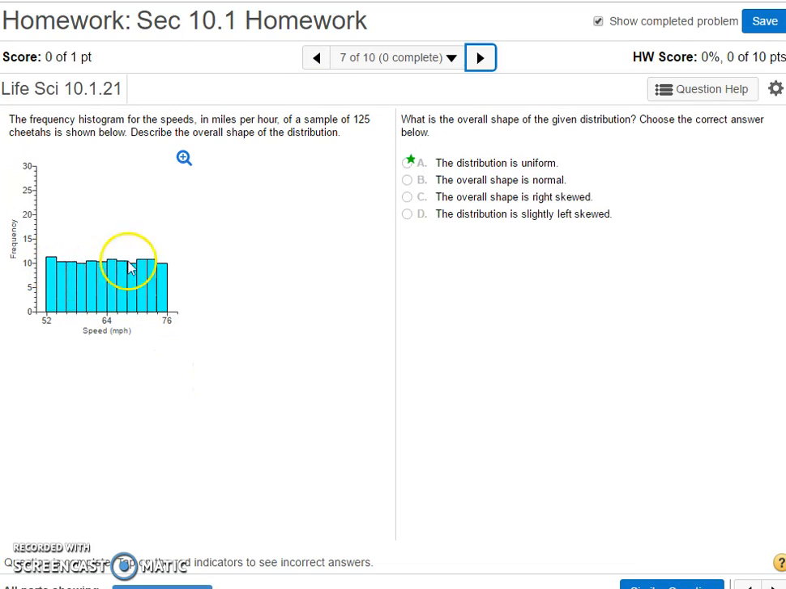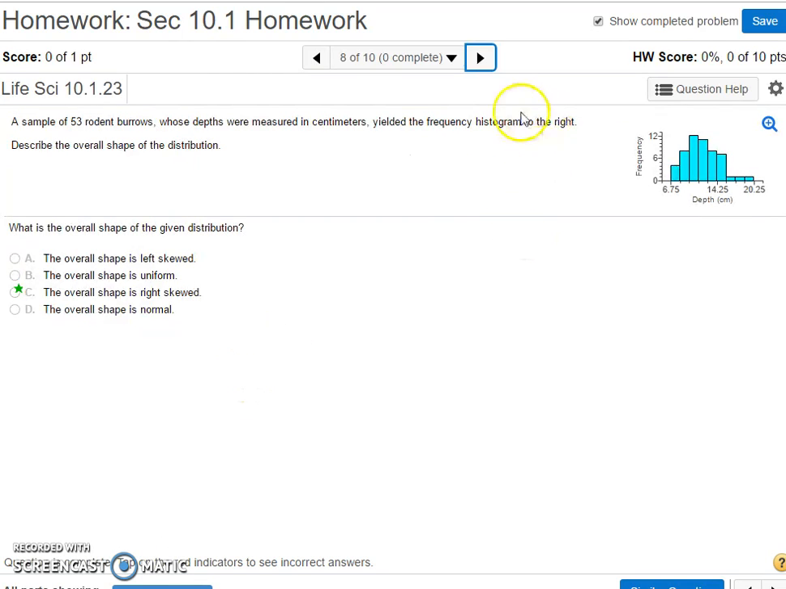When they ask you to figure out what kind of distribution the graph is, this is going to be a uniform distribution. It's uniform all the way throughout. It's like a straight line. A normal distribution would be if it was a bell curve. A bell curve looks like a bell, and it's going to be symmetric. If it's right skewed, that means the data would be smaller on the right. And then left skewed, the data is smaller on the left.